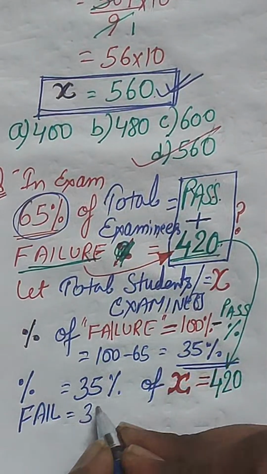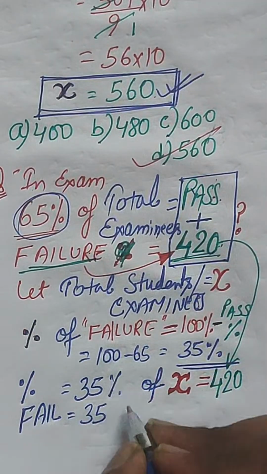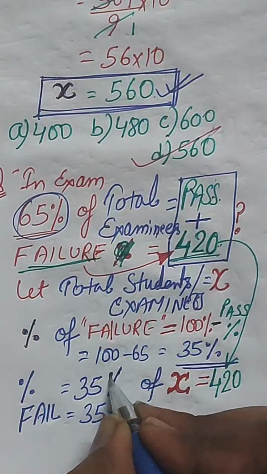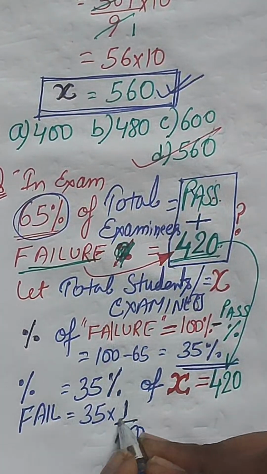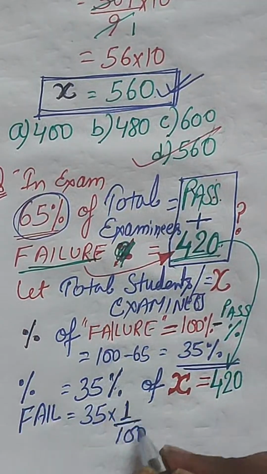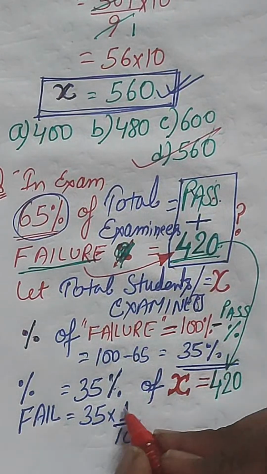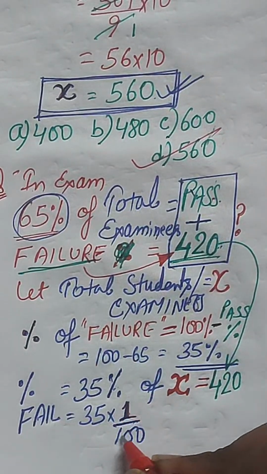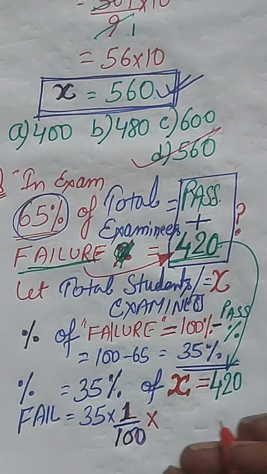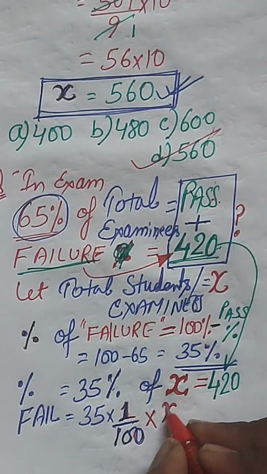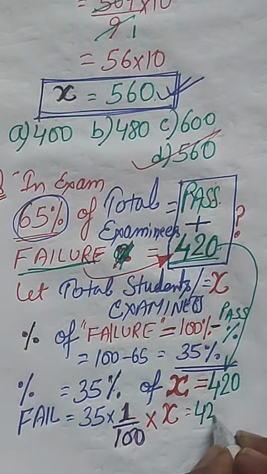So this will be 35%. Whenever there is this percentage, that means hundredths, 1 by 100, 1 out of 100. Replace this percentage with 1 by 100 every time. This is the main key concept for percentage. 1 by 100. Of will be multiplied with what? X. This will be giving you the RHS, that is 420.